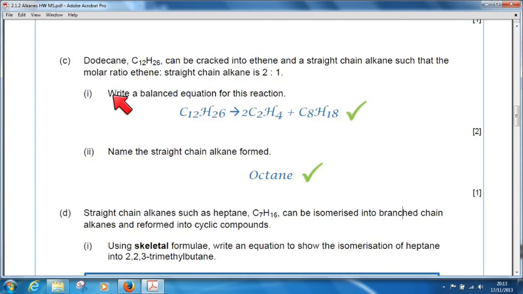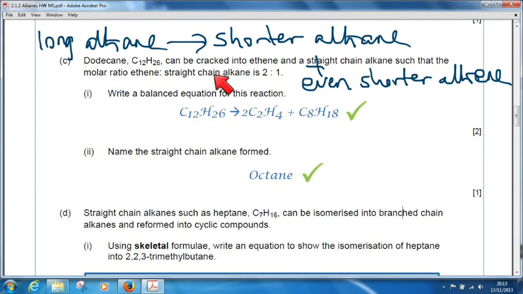Part C was slightly tricky. However, there's enough information in the initial part of the question for everybody to successfully answer this. And we're told that dodecane can be cracked. Now remember, cracking means breaking a long chain hydrocarbon into a shorter alkane and an even shorter alkene. And we're also told that in this particular case, the ratio between the ethene and straight chain alkane is 2 to 1. In other words, for every 1 molecule of the alkane, we will have 2 molecules of the ethene.